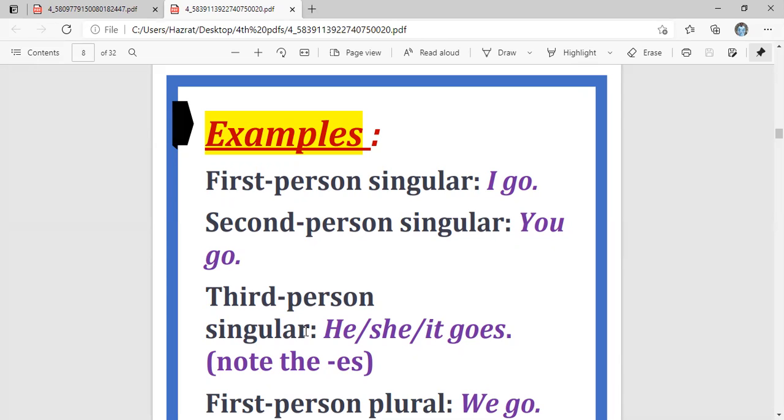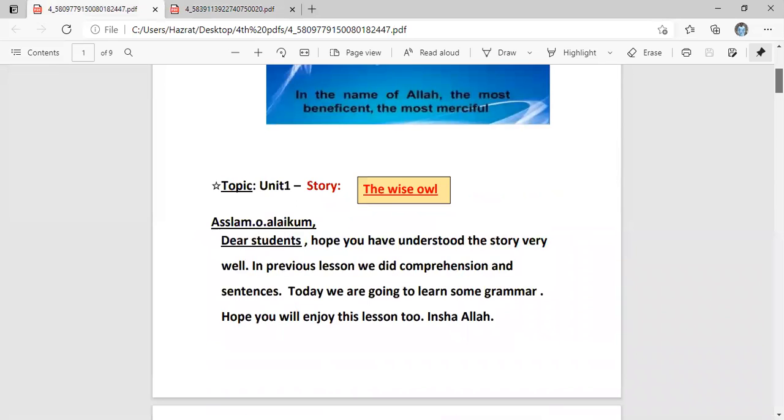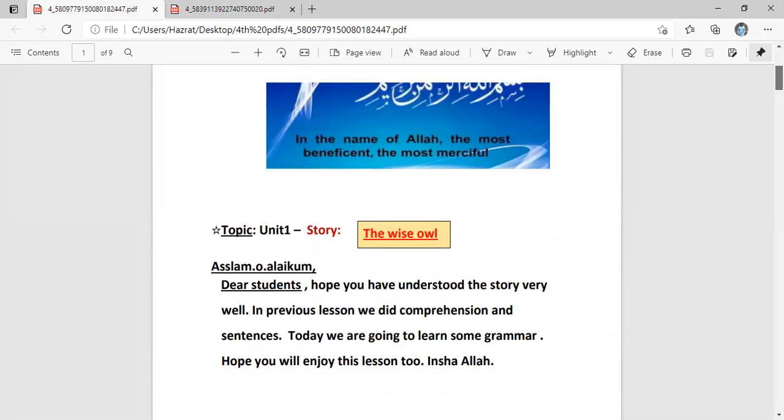So, boys, have you written the exercise we did yesterday? If you remember, have you written the exercise?